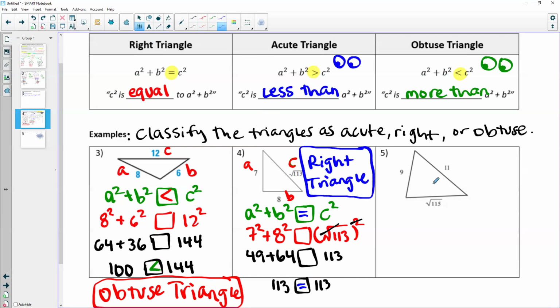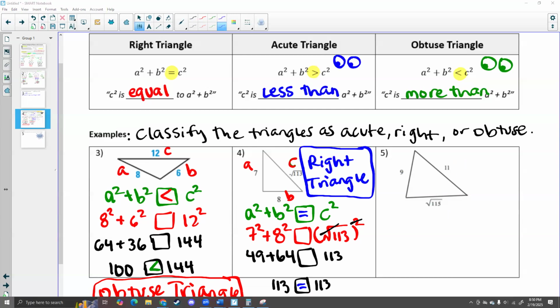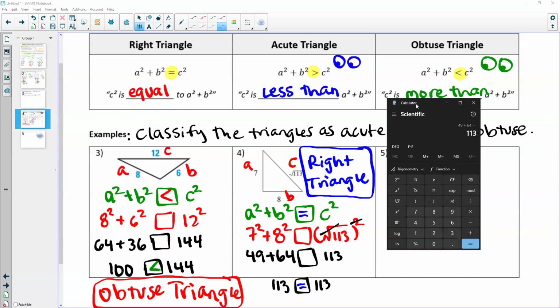Okay, let's practice with the last one. Number 5, we're looking again at a similar situation as the problem that we just did. We have a side length of 9, a side length of 11, and then we got the square root of 115, right? So here, again, it's not super clear which side is the longest. It's probably debated between 11 or the square root of 115. So check with your calculator. How much is the square root of 115?